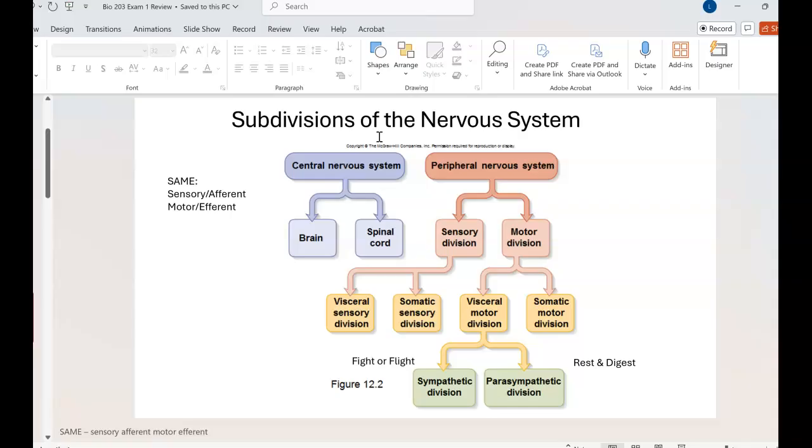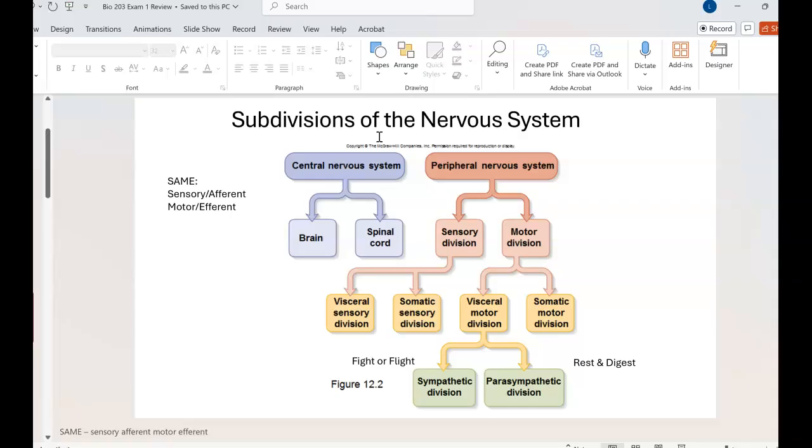What is going to be involuntary is our visceral motor division. And remember, our visceral motor division has an alternate name. This is called our autonomic nervous system. It literally means self-governing, and things are going to happen automatically. This is also when we talked about the autonomic nervous system as having two divisions. Our sympathetic division, also called our fight or flight, versus our parasympathetic division known as rest and digest.